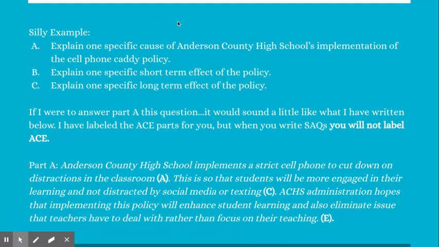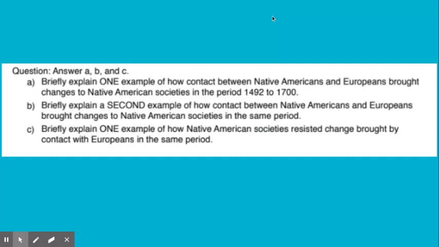So let's look at a real history, real world example. And actually, you're going to be doing this exact one for your assignment today. So A, B, and C. 3 parts. There's no picture. There's no passage. You just got to answer it, okay? A, briefly explain one example of how contact between Native Americans and Europeans brought changes to Native American societies in the period from 1492 to 1700. That's the time period that we're learning about right now, okay?